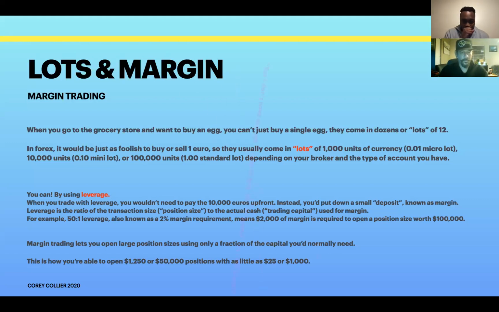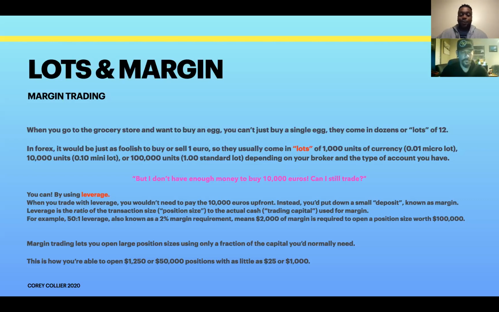Now, you don't have to have all that money to be able to trade, okay? You don't have to have $10,000, $12,000 to be able to trade. This is where leverage comes in, guys. We're able to move those hefty amounts of units of currency because of leverage. So when you trade with leverage, there's no need to pay those 10,000 euros up front. Instead, you put down a small deposit. That small deposit is the margin.